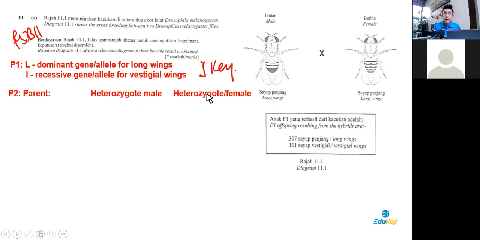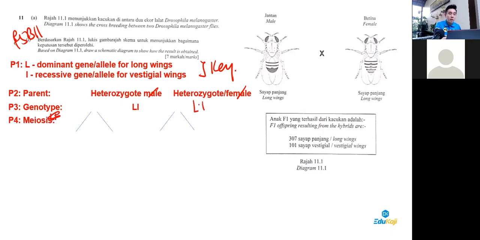Heterozygote male, heterozygote female, but the gender is not too important, because this is not sex-linked. Sex-linked means like color blindness, hemophilia, where the sex matters. Okay. Big L, small l, cross with big L, small l.